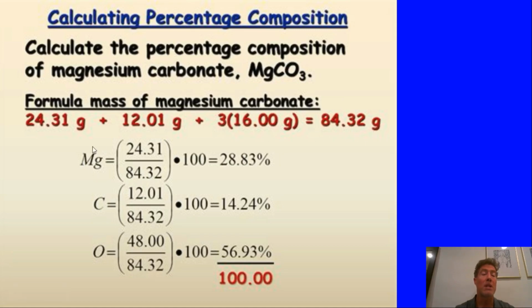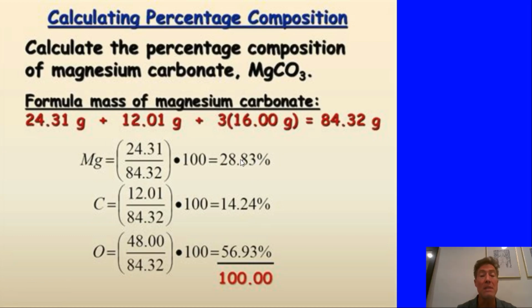Now, we're going to calculate the percent of each one of these individually compared to the whole. The whole is going to be the same on all 3 of those. So for magnesium, we take the weight of the magnesium over the whole weight. 24.31 over the whole weight times 100 gives us 28.8% magnesium. Then we do the same with the carbon. We take the weight of the carbon, the part, divided by the whole compound, times 100, 14.2%. Likewise, the oxygen, we have 3 times 16, which is 48. That's the part over the whole, times 100, 56.9%.